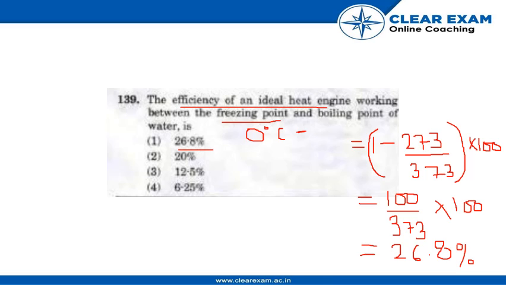So our answer is number 1. Let's see if this is the correct answer or not in the next slide. Yes, it is the correct answer. 26.8%.